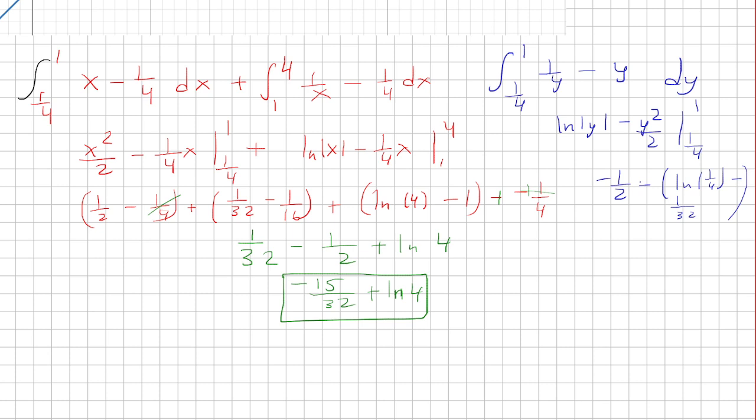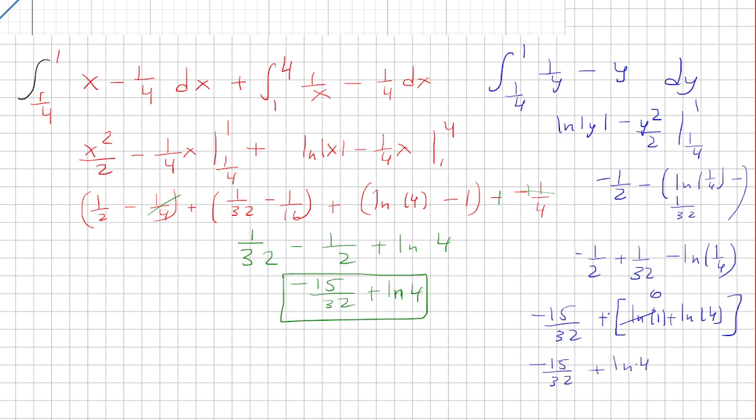So now I have negative 1/2 minus negative 1 over 32. That's just adding it. So it's like negative 1/2 plus 1 over 32 minus ln of 1/4. So this will be negative 15 over 32. And now I can split up the ln of 1/4 as ln of 1 minus ln of 4. Ln of 1 is just 0, and then minus negative is just positive. So that's just negative 15 over 32 plus ln of 4. And so we get the same answer.